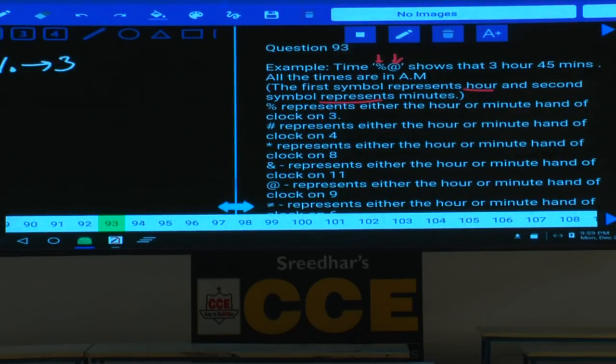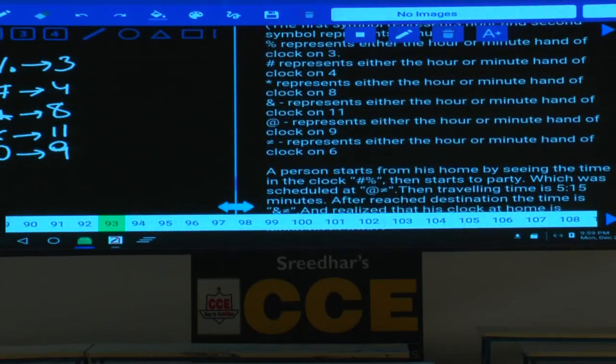Next one, hash stands for, now in this hash, either the hour hand or the minute hand of a clock is at 4. Next one, star stands for the hour or the minute hand is at 8. And stands for 11. The next one, at the rate of stands for 9. Next one, not equals to stands for 6. Now this is the information we have.